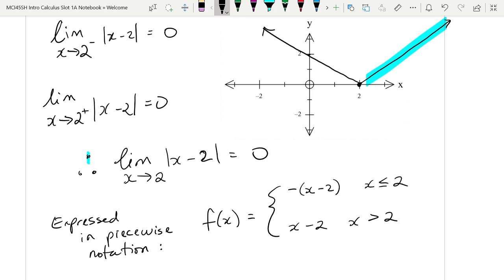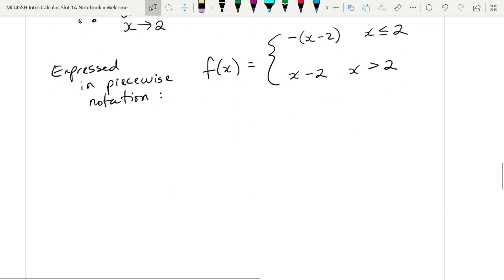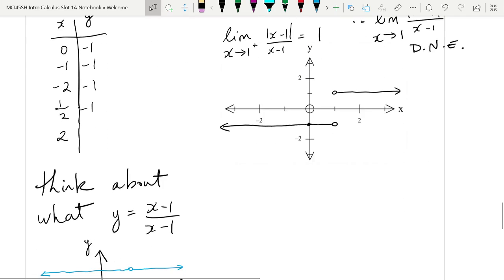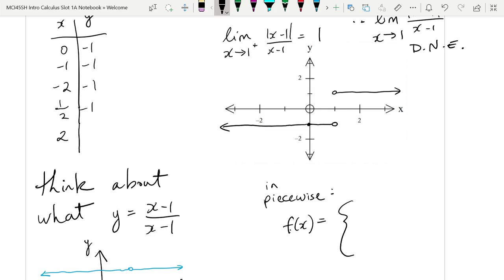Okay, so now see if you can do that for the second one, for example 4. What does this thing look like in piecewise notation? And feel free to simplify it too. What does that function look like in piecewise notation? And again, you can simplify it.